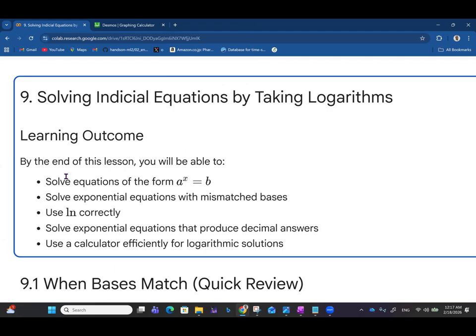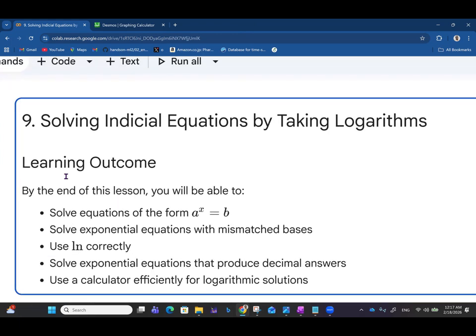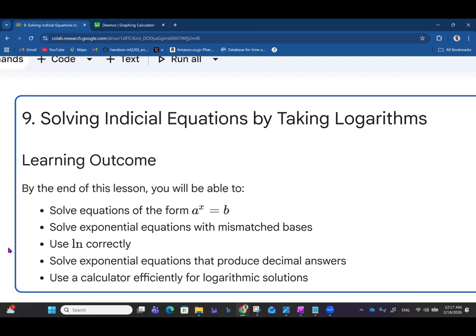The learning outcome is that by the end of this lesson, you'll be able to solve equations of the form a raised to x equals b, then solve exponential equations with mismatched bases, then use natural logarithm correctly, and then solve exponential equations that produce decimal answers and use a calculator efficiently for logarithmic solutions. Okay?